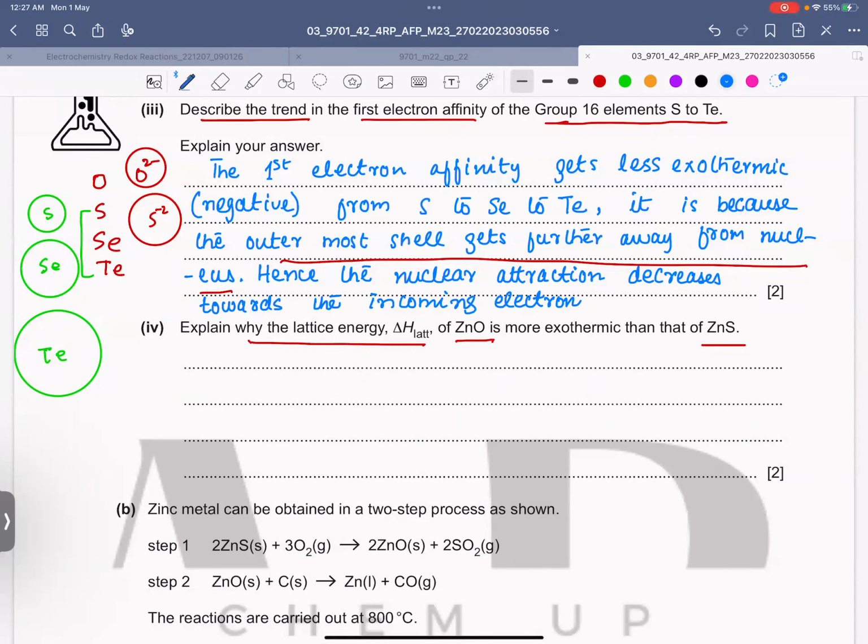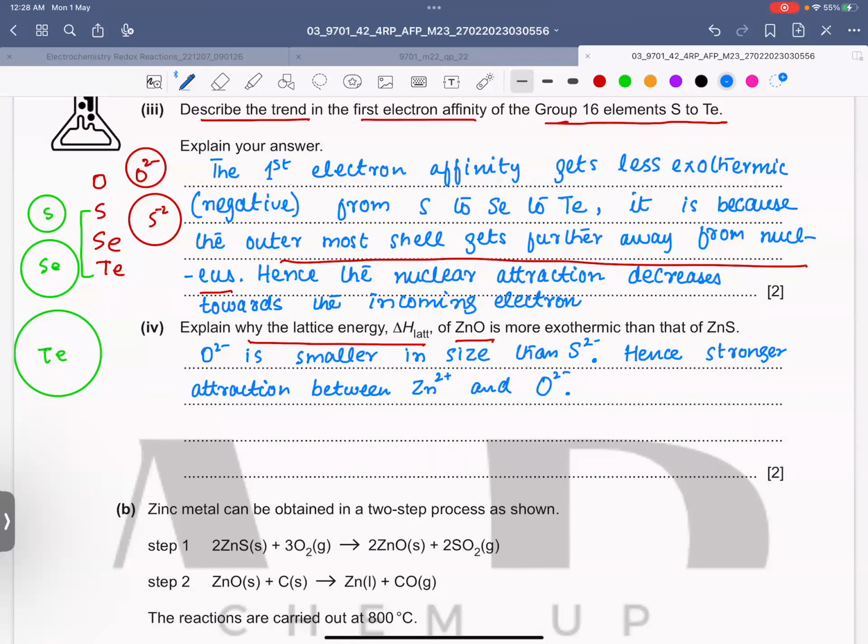So here I can write that oxide ion is smaller in size than sulfide ion, hence stronger attraction between zinc ions and oxide ion.